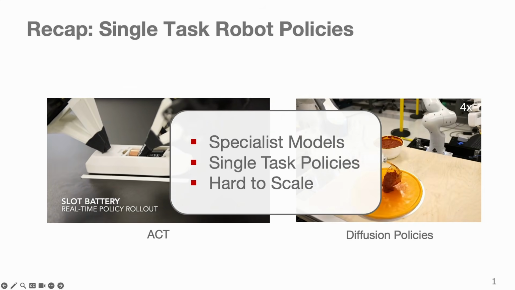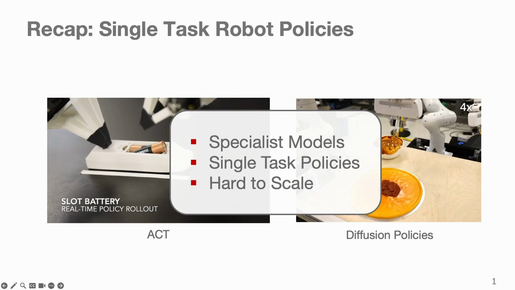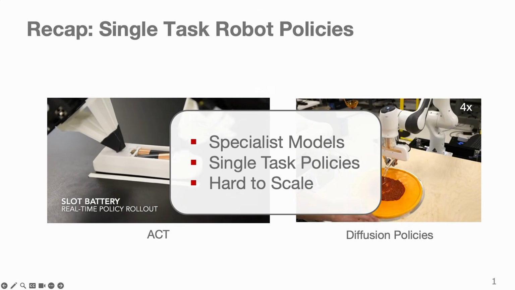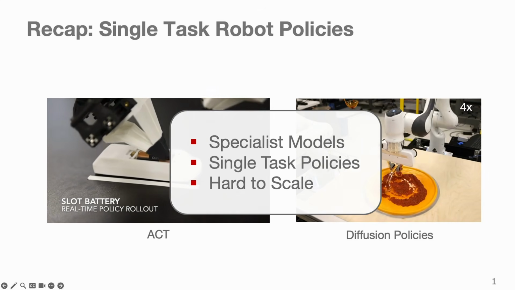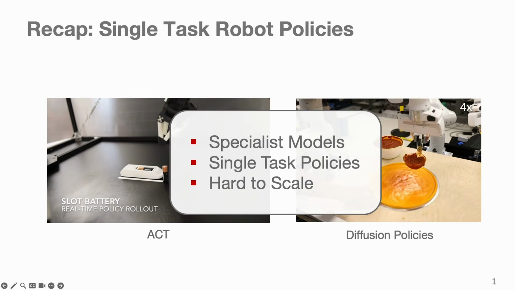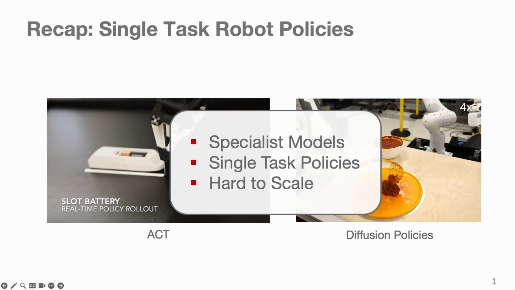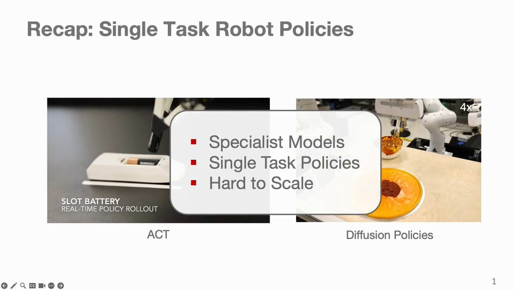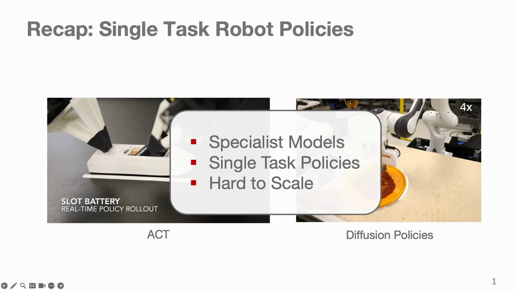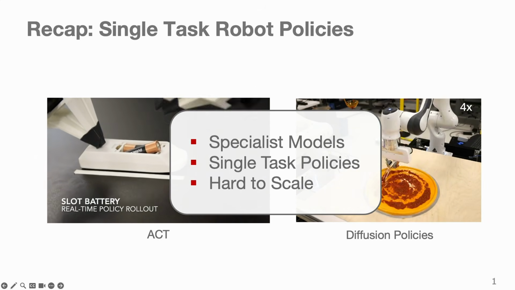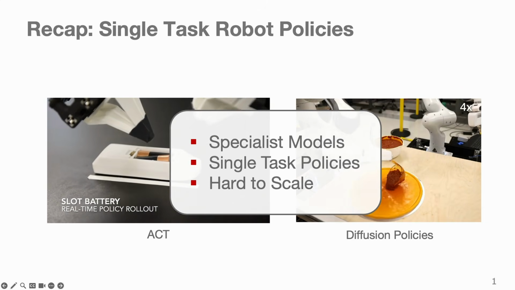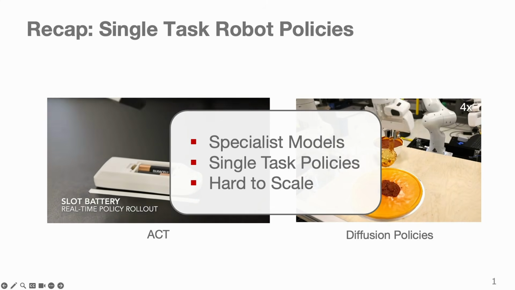However, these methods, as we have seen in the past, are really well suited to fit single task policies. So it's more like specialist models, and they are a little bit harder to scale to train more generalist multi-embodiment robot policies. Typically here, you would need to retrain your policy often for new robot embodiments or new tasks and so forth.